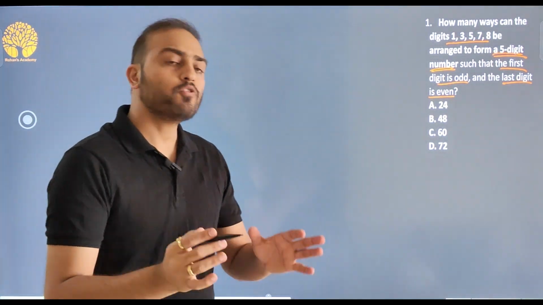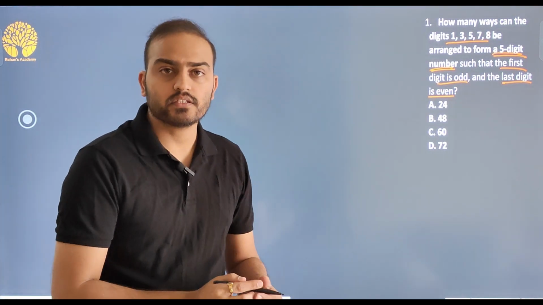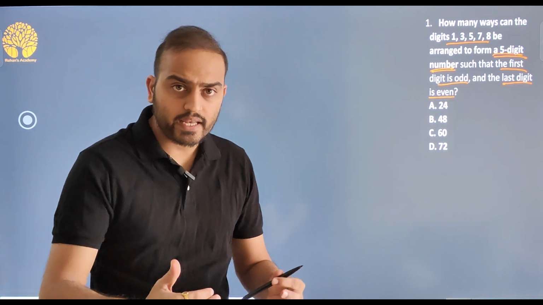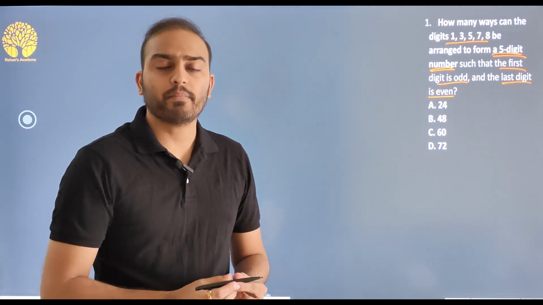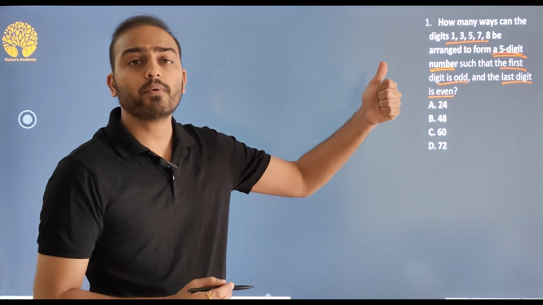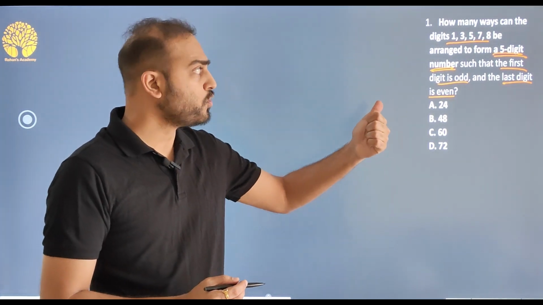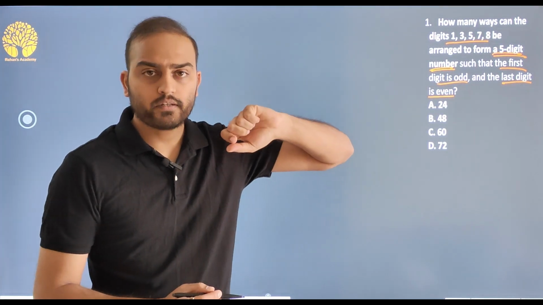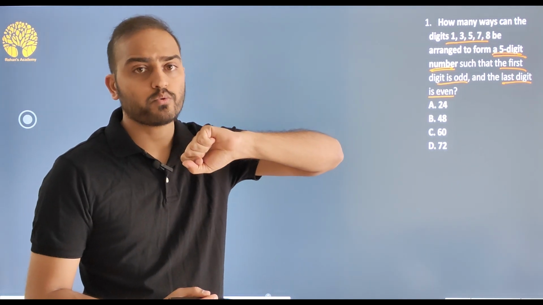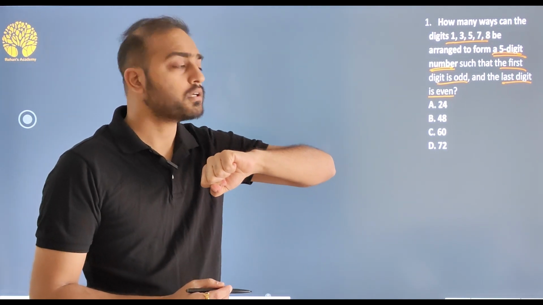Now before jumping in and trying to get the answer, think first. Why is permutation applicable here? Because step number 1, is repetition allowed? No. I can't use 1 again and again. So repetition is not allowed. Does the order matter? Yes.